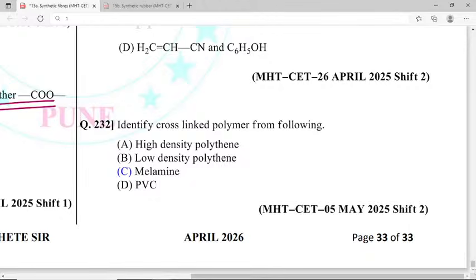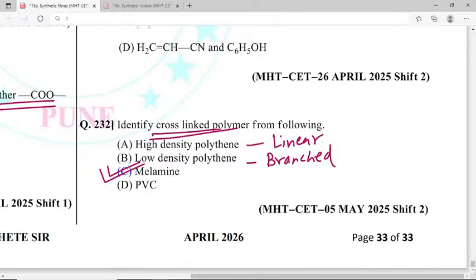Identify the cross-linked polymer from the following. So what is the type of cross-linked polymer? Melamine. Melamine is a cross-linked polymer. High density polythene is linear. Low density polythene is a branched polymer. PVC is again a linear polymer. This is a linear type polymer. Always remember.